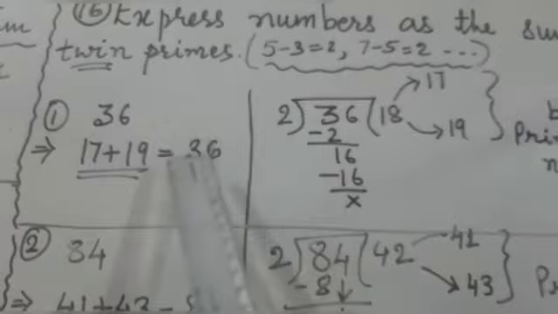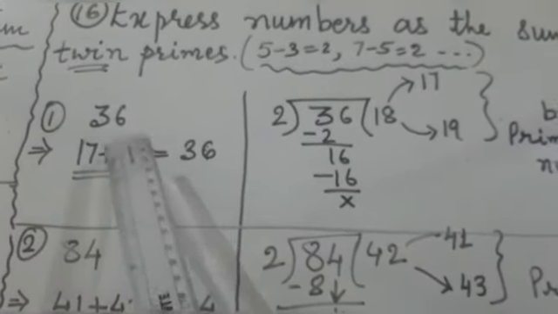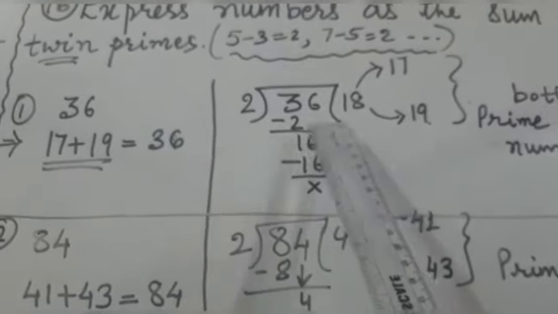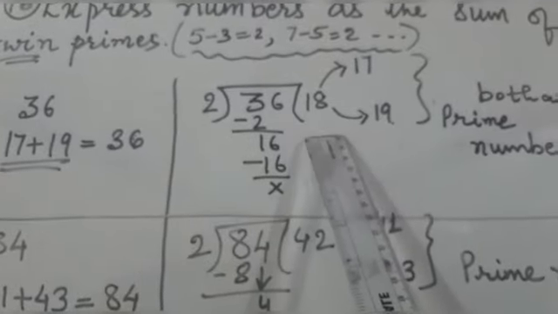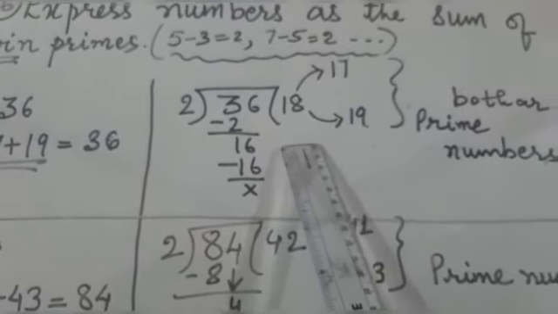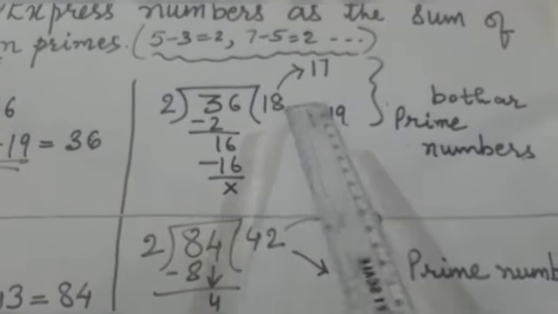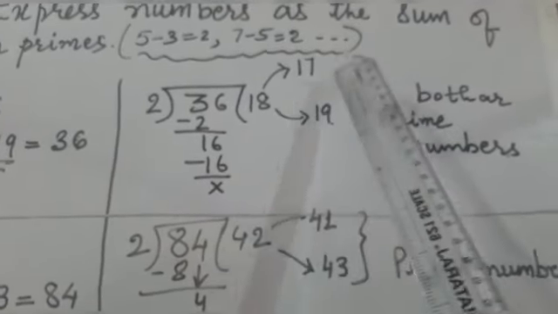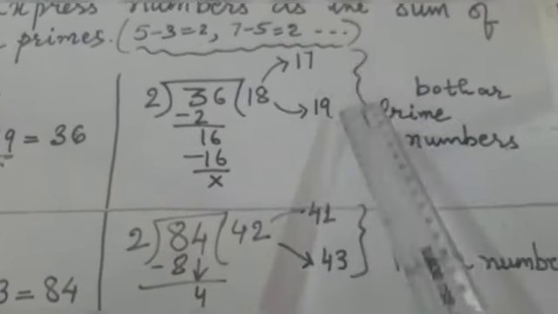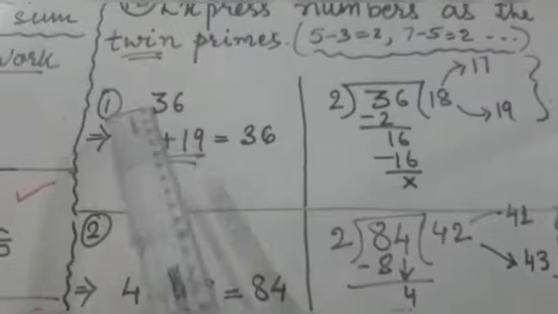In twin primes, we have to divide the given number by 2. 36 divided by 2, the quotient is 18. Now we have to take the numbers before and after 18, which are 17 and 19. Both are prime numbers. So 17 plus 19 is 36.